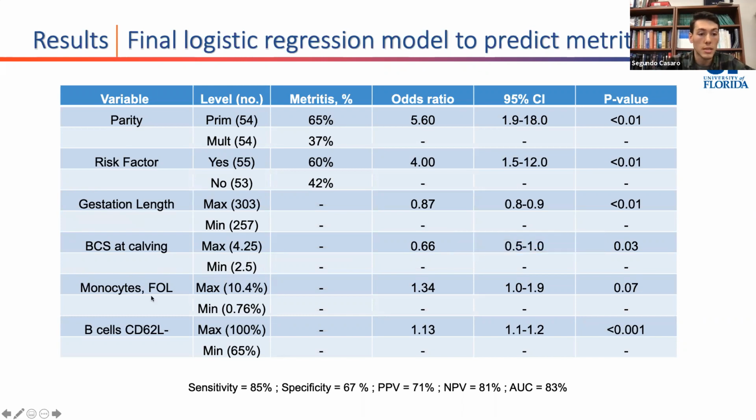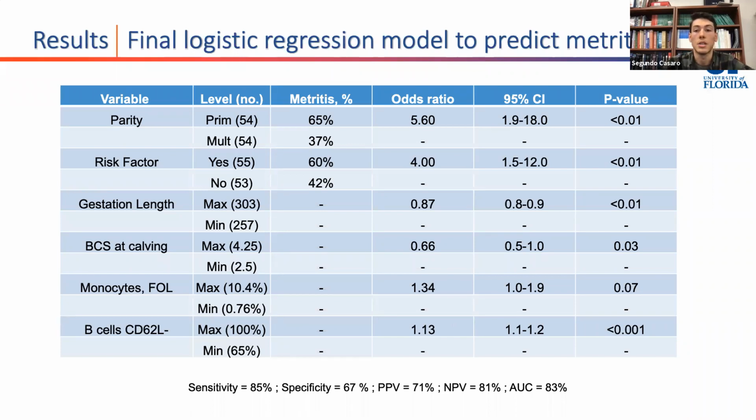Now, regarding the monocytes, this is the frequency of live cells. We have a maximum amount of monocytes of 10% and a minimum of less than 1%, with an odds ratio of 1.34, meaning that every 1 percentage point increase in the monocyte proportion increased the odds of developing metritis by 34%. Now, regarding the B cell CD62L negative, we had a maximum activation of 100% and a minimum of 65%, with an odds ratio of 1.13, meaning that every 1 percentage point increase in activated B cell proportion increased the odds of developing metritis by 13%.